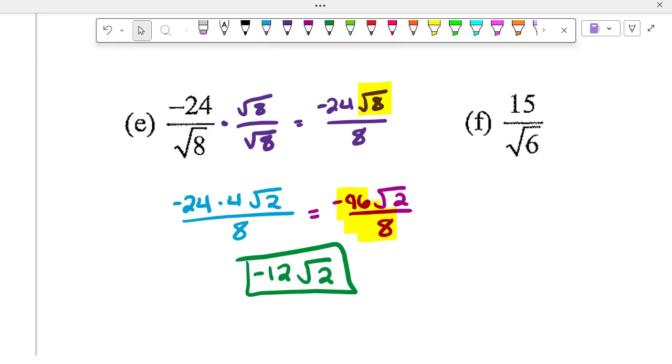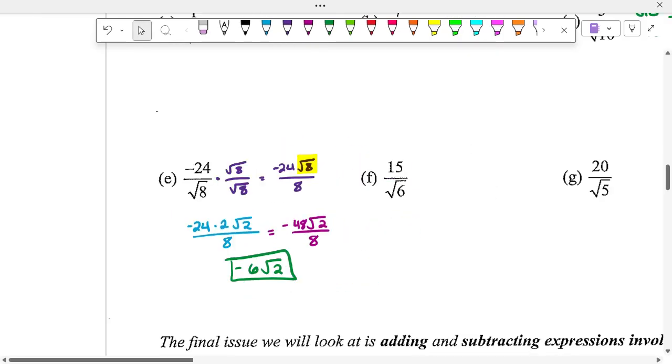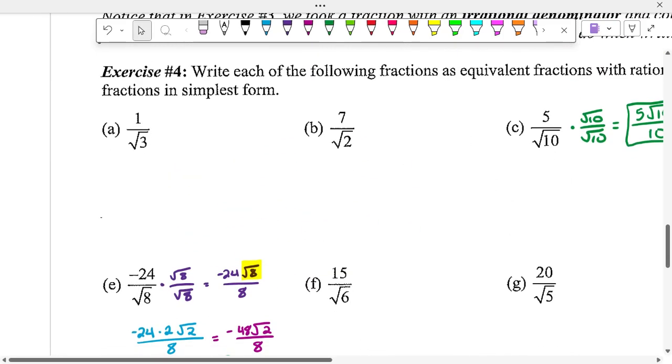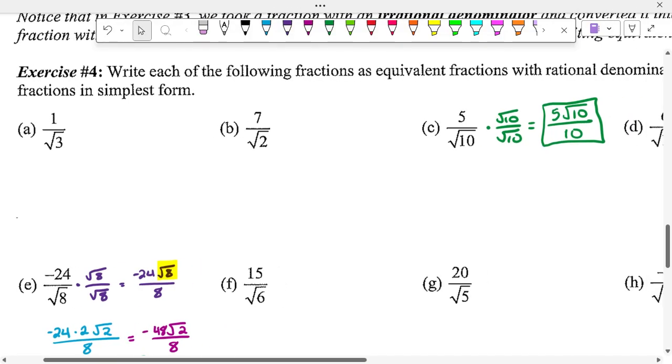Amber, number C, we got different answers. Oh, wait. I screwed that up. So the 2 goes here. So this would be 48. So this would be 6. I wrote the wrong thing. Amber, for C, we got something different. What'd you get for it? Oh, yep.